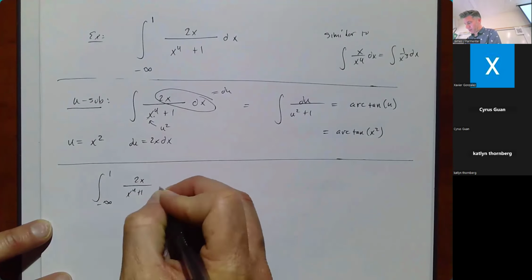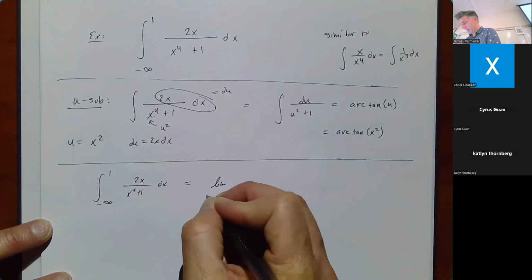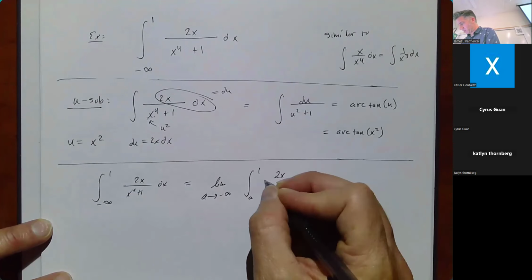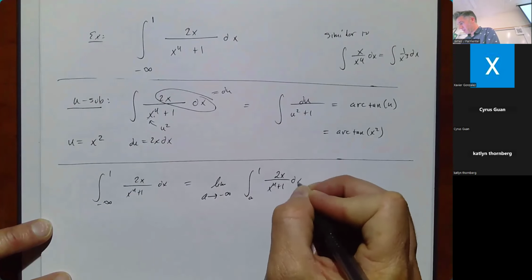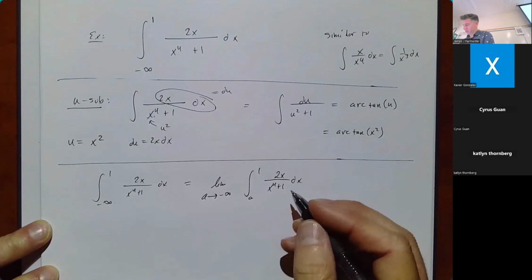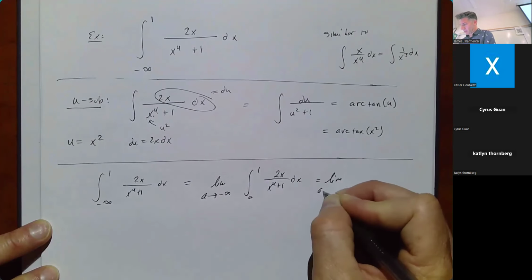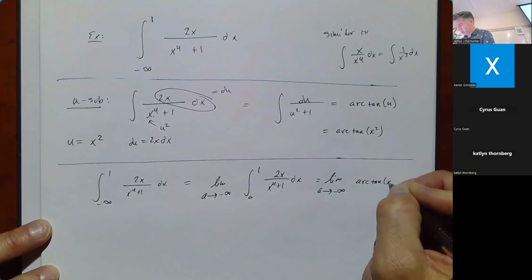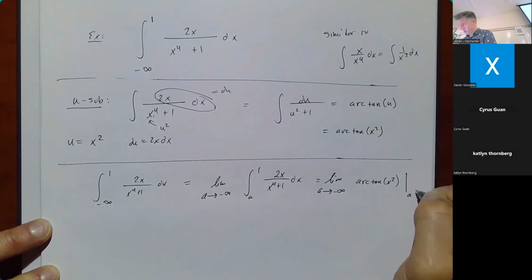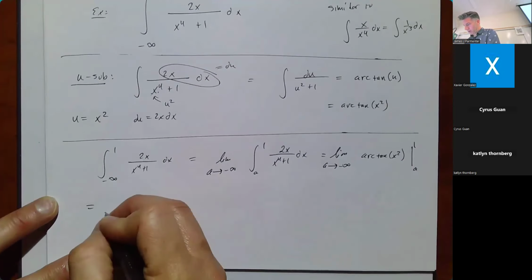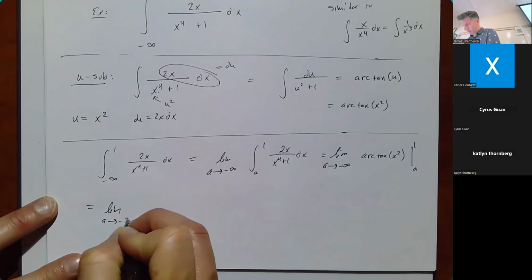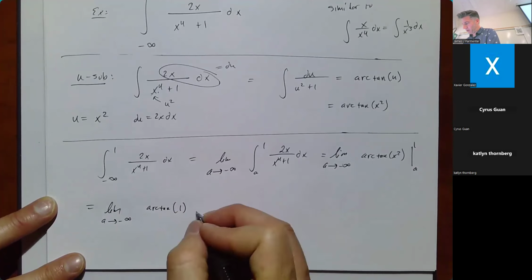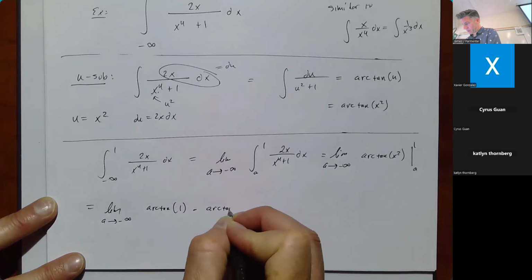Okay, improper. So going back to the actual improper integral from negative infinity to 1 of 2x over x to the fourth plus 1, we're going to write this as the limit as a approaches negative infinity of the integral from a to 1 of 2x over x to the fourth plus 1. We just did the antiderivative of that, so we're going to get the limit as a goes to negative infinity of the antiderivative, which was the arctangent of x squared, from a to 1. We plug in and we get the limit as a goes to negative infinity of the arctangent of 1 squared, which is 1, minus the arctangent of a squared.